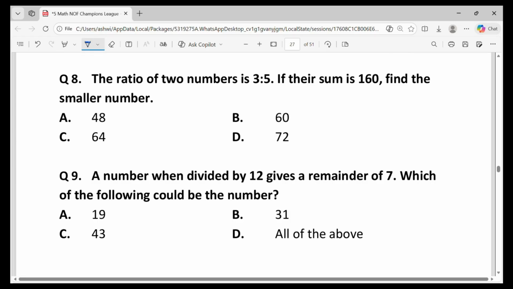Question 8. The ratio of two numbers is 3:5. If their sum is 160, find the smaller number. Let the two numbers be 3x and 5x.